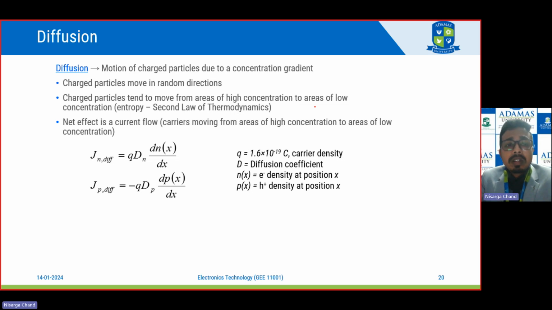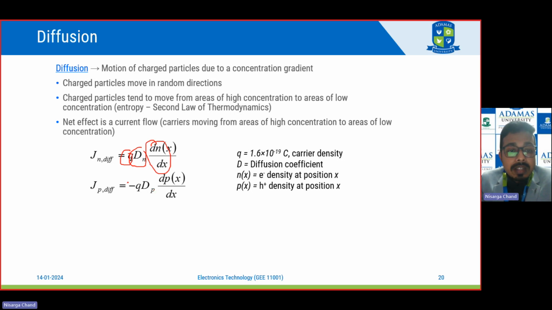And the net effect is a current flow, that is Jn diffusion equals Q into dn by dx. Now, what is Dn? Dn is the diffusion constant for electrons, in meter square per second. Q is the electron charge. And dn by dx is the electron concentration gradient. Similarly, Jp diffusion is minus Q into Dp by dx, where Dp is the diffusion constant for holes and dp by dx is the hole concentration gradient.